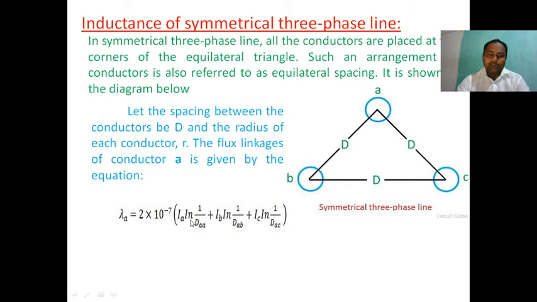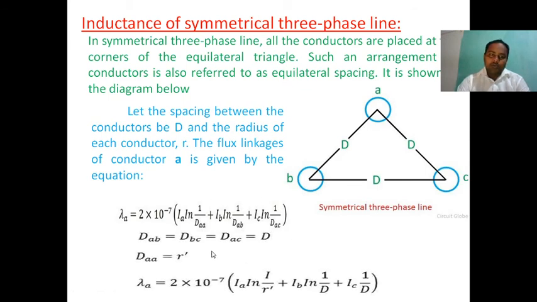So now replace all the values. What is DAB? The distance DAB is nothing but D. What is DAC? That is nothing but D. What is DAA? It is nothing but R dash. So DAB is equal to DBC is equal to DAC, that is equal to D. DAA is equal to R dash. So replace all the values.